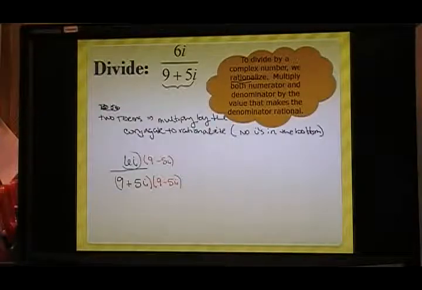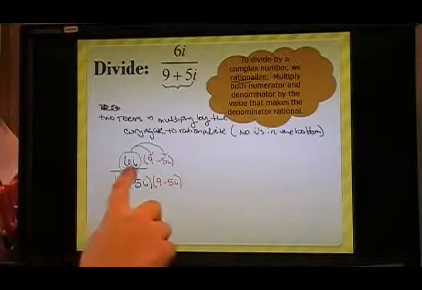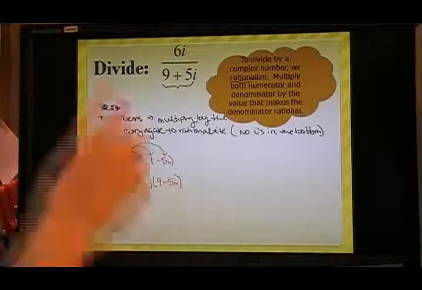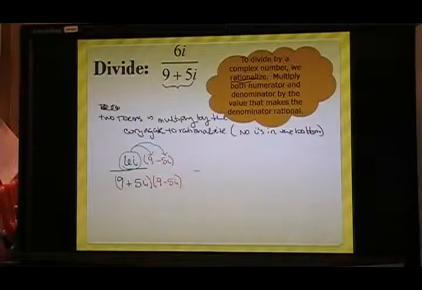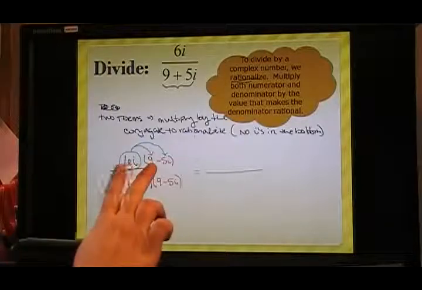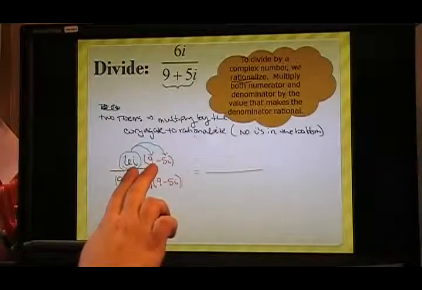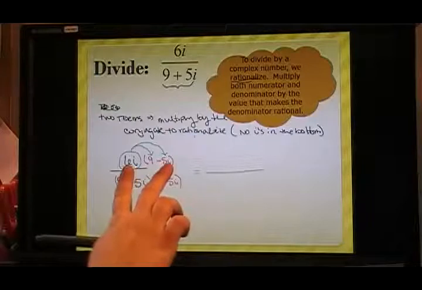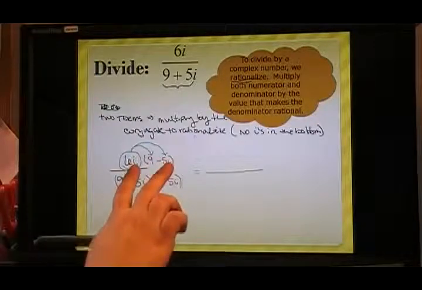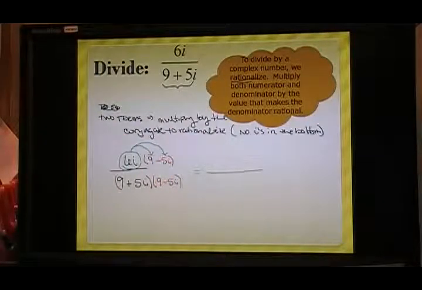In the top, I have to take this 6i and multiply by the 9 minus 5i. Just like you would if you had a monomial times a binomial, you would distribute that 6i. So we have 6i times 9, multiplying the 9 and the 6, that's 54i. And then the 6 times 5 is 30, i times i is i squared. So in the numerator we have 54i minus 30i squared.